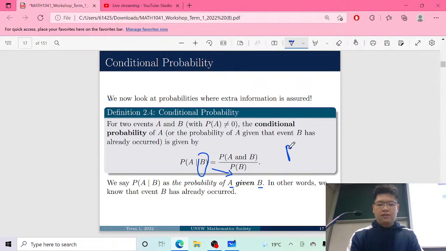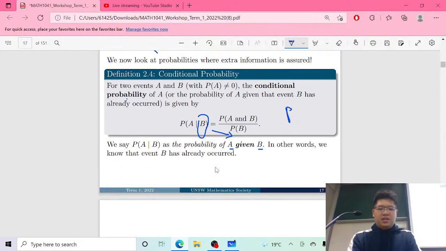So let me try to draw it out. Can I draw it out? So if we have, oh, it doesn't work. Anyways, if we have P(C given D), then the D would go to the bottom and C and D would be on top.